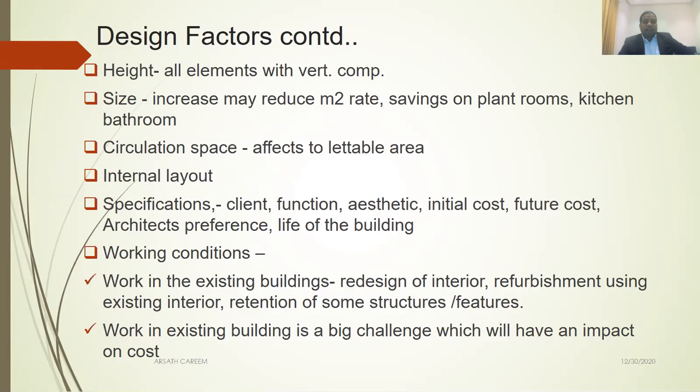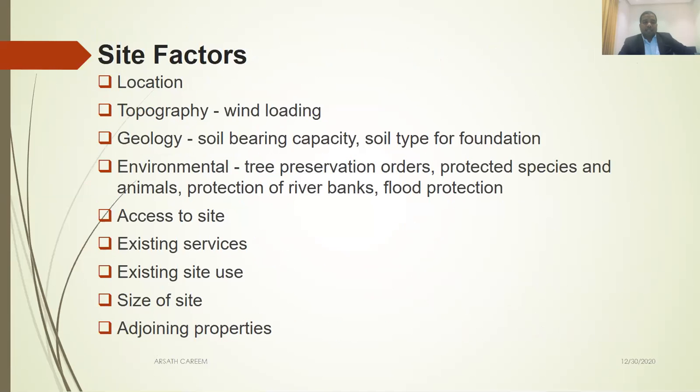Design factors we already discussed. Now, when you take the site factors, these are the main things. Location. Definitely the location is the major factor deciding the cost. For example, if you are in Sri Lanka, the cost of the building differs from capital Colombo to any other outstation, because mainly the transport cost is the matter. Also the available labor resources, technology, these are the main things. Also topography.